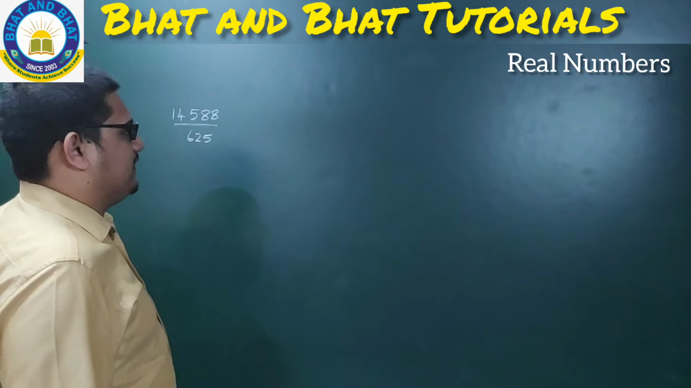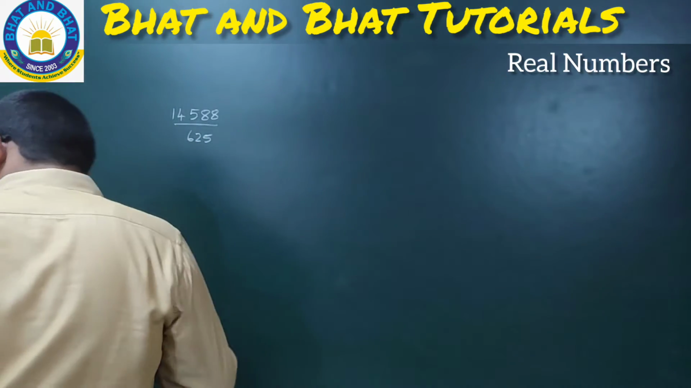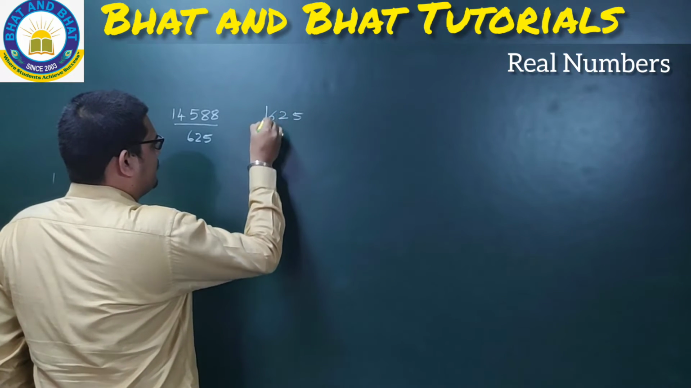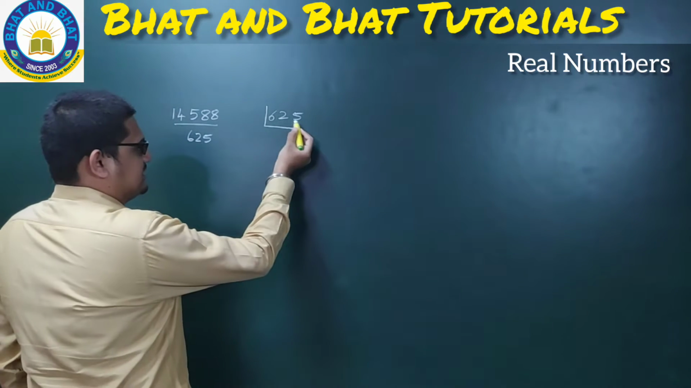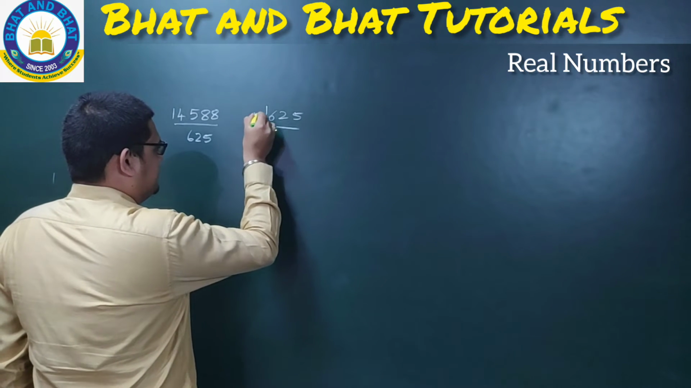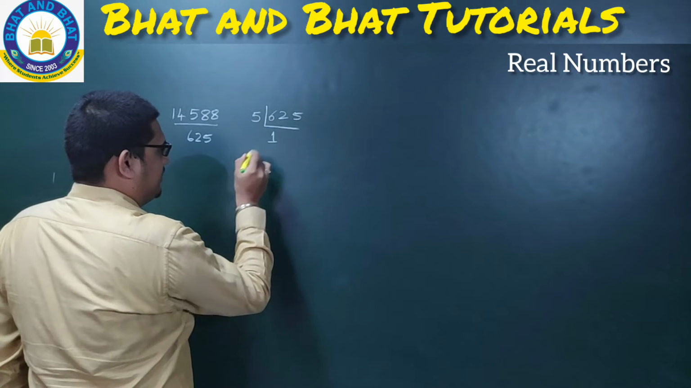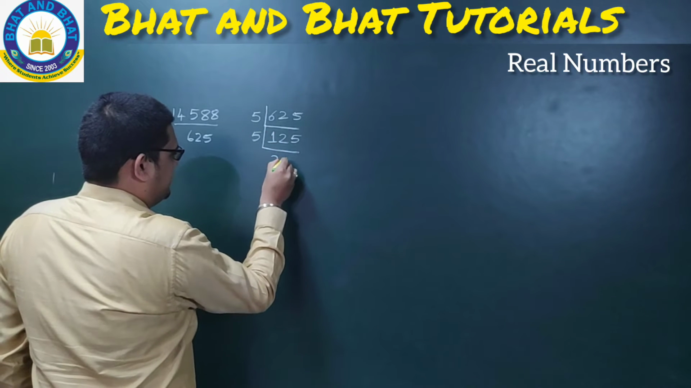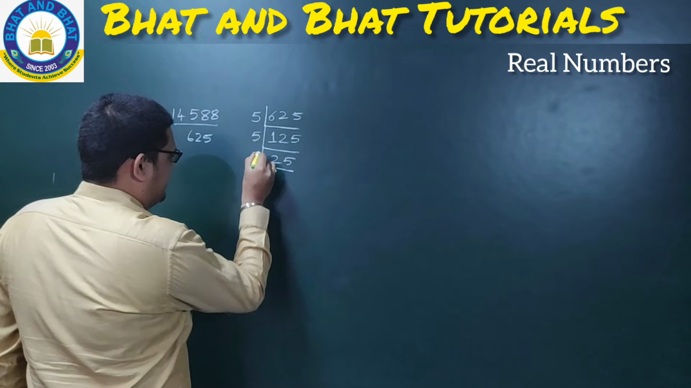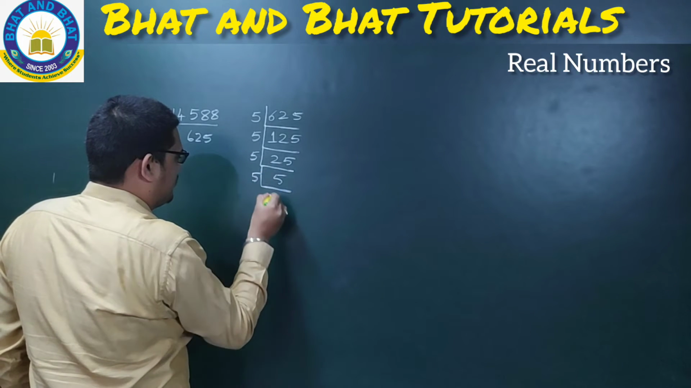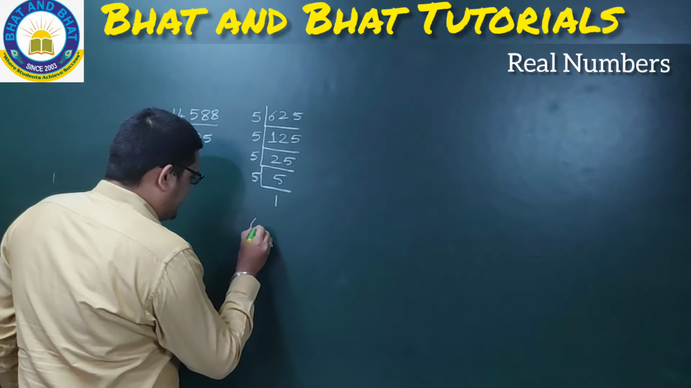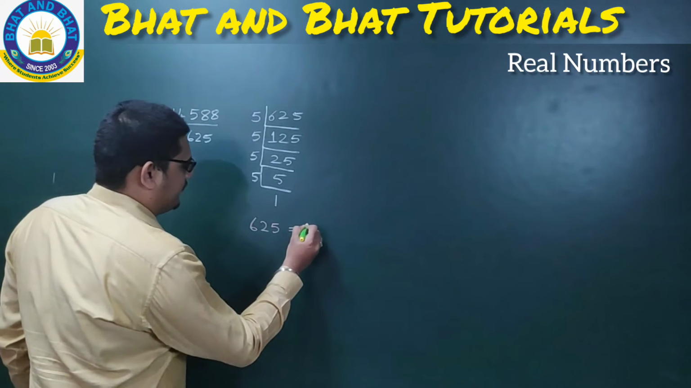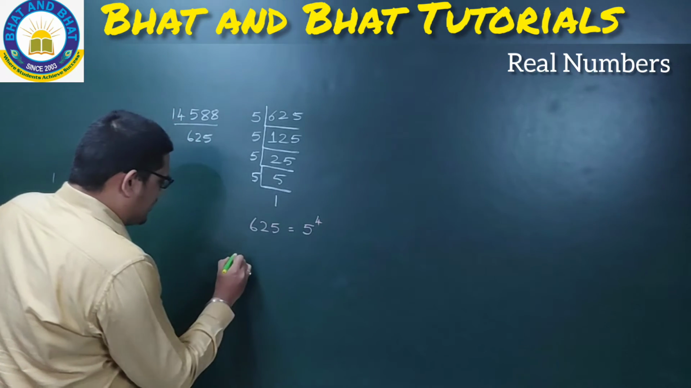So in this case, what should you do? You should take Q, that is my denominator. What is my denominator? It is 625. I should convert this into prime factors. As this has 5 in the units place, it is divisible by 5. 5 ones are 5, 1 is the remainder, 5 twos are 10, 5 fives are 25. Again divisible by 5, and again divisible by 5, 5 fives are 25. So the expansion of 625 in terms of prime factors is 5 to the power 4.